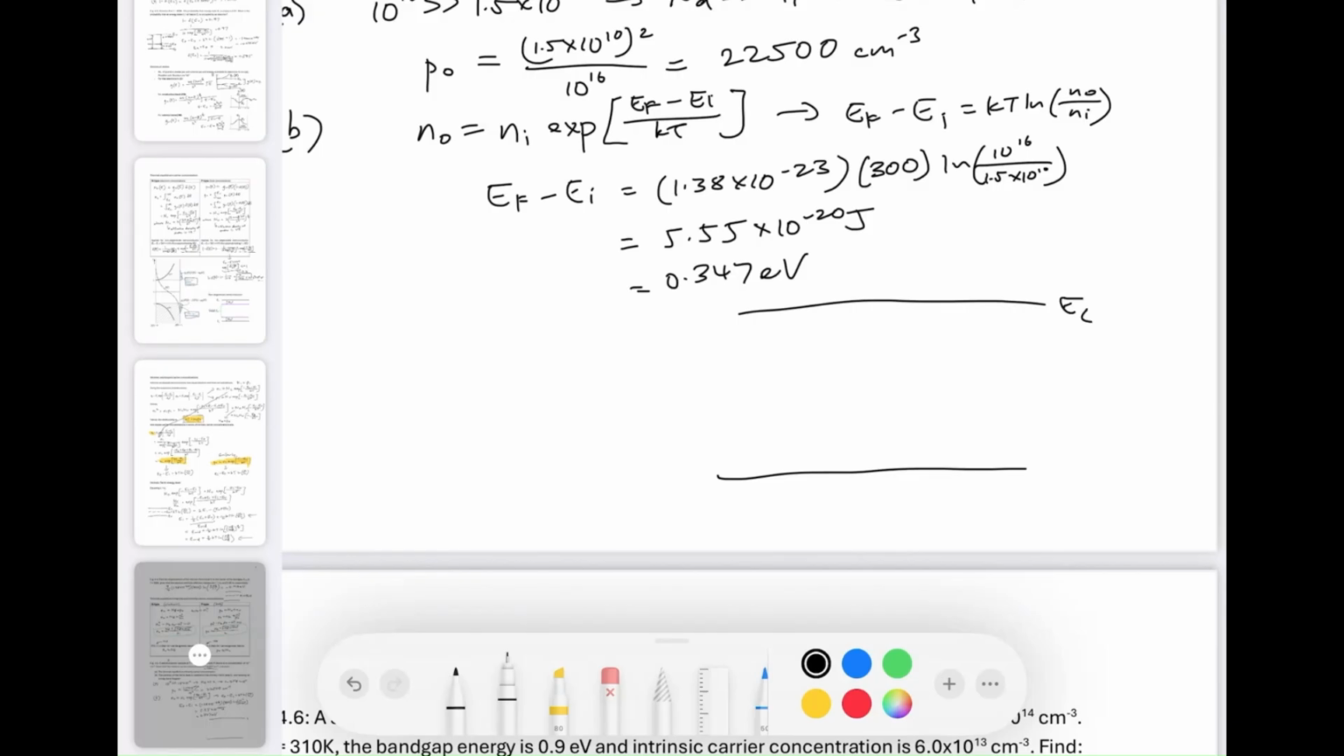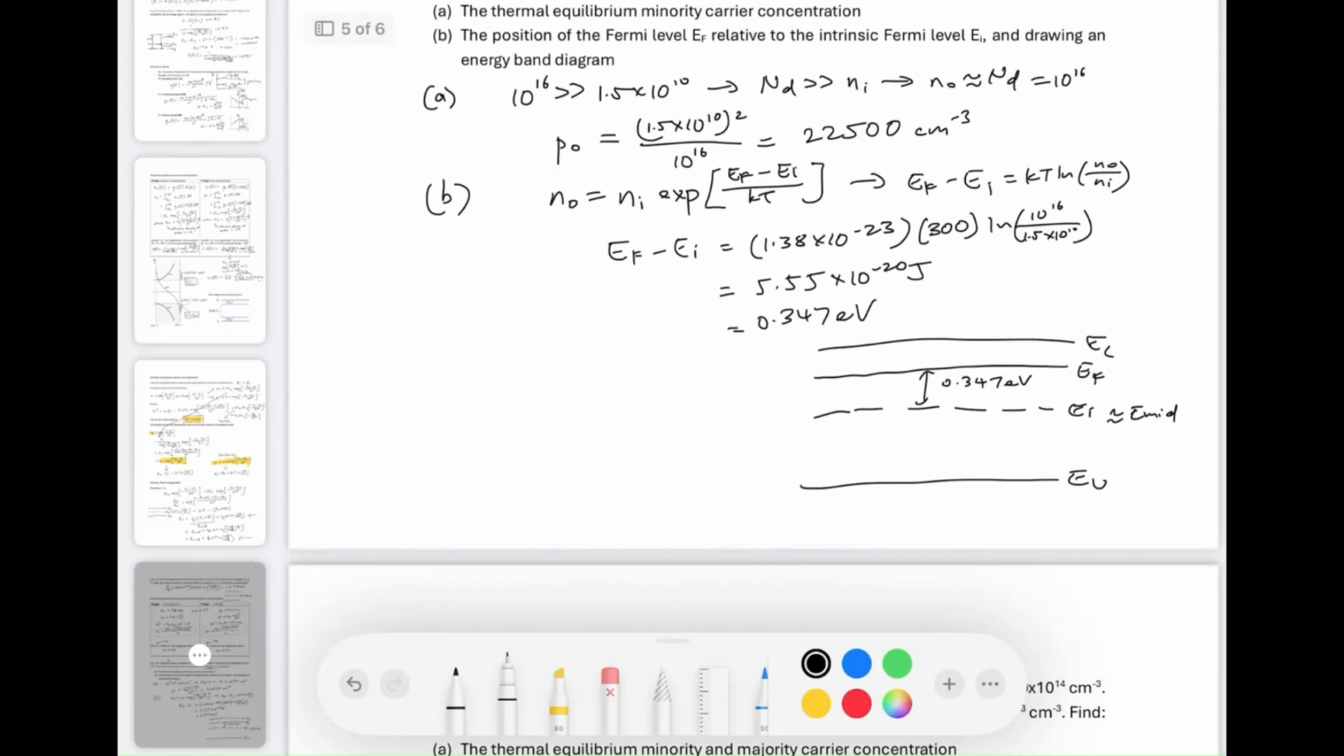So now let's draw the energy band diagram. This is the conduction band, valence band. For most questions, including this one, you can let EI be roughly equal to Emid. I wrote equals, but it should be the curly equal, so approximately Emid. And of course, the valence band is here, the conduction band is here, and the Fermi level will be here. This is 0.347 eV. So that's the answer for this question.